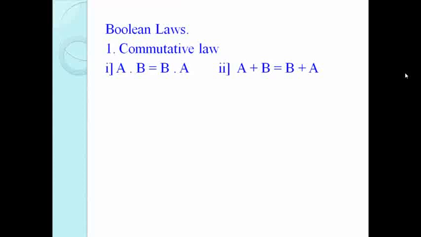Now these are the few laws of Boolean. First law is the commutative law. The first commutative law is A into B equal to B into A. The second commutative law is A plus B equal to B plus A. So this is the first Boolean law, the commutative law.